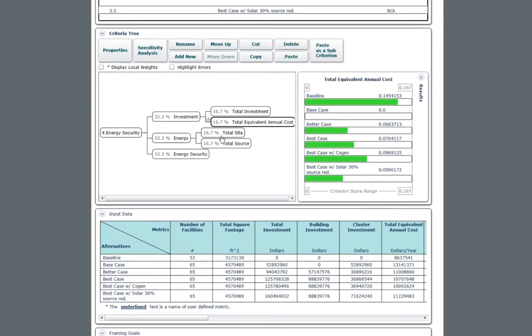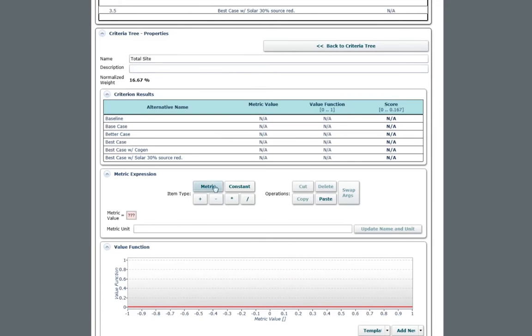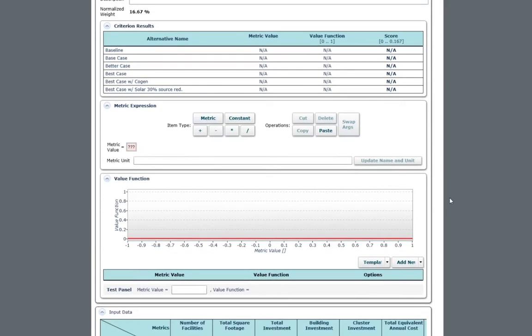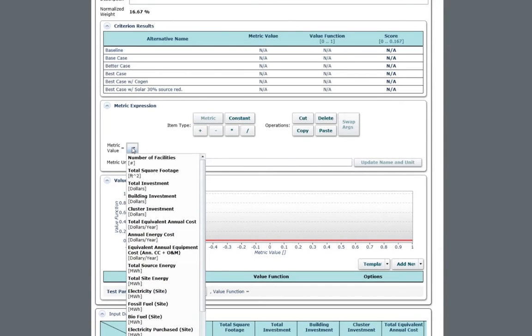Okay, go down to our total site. Like I said before, once you've done this and redone this and done it again, you should see the repetition, and it's not that difficult to do this. Select the metric, and this is our total site energy.